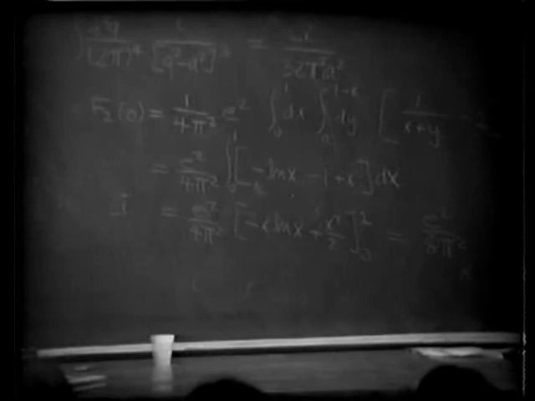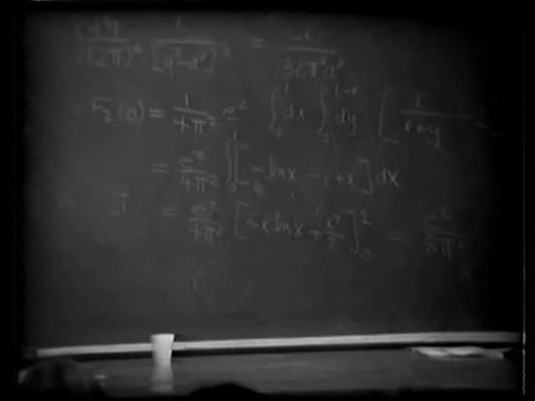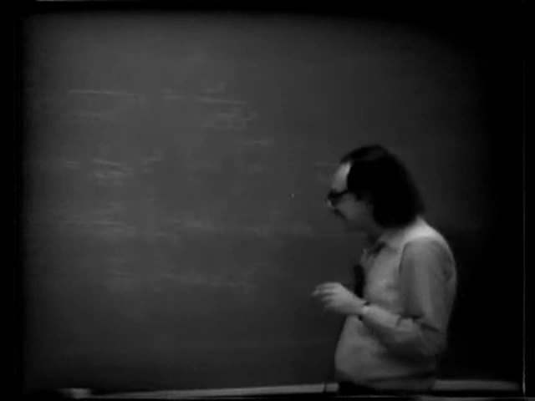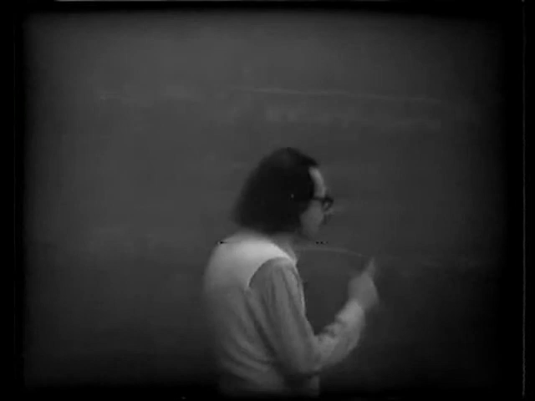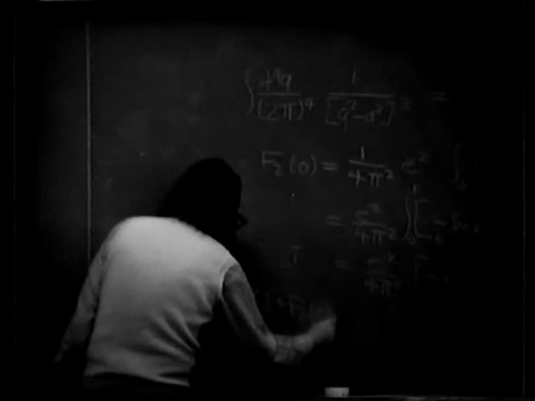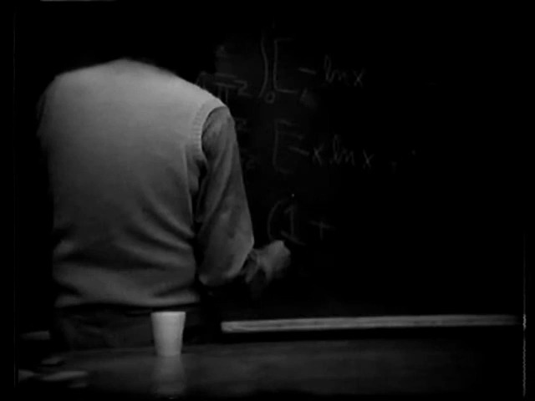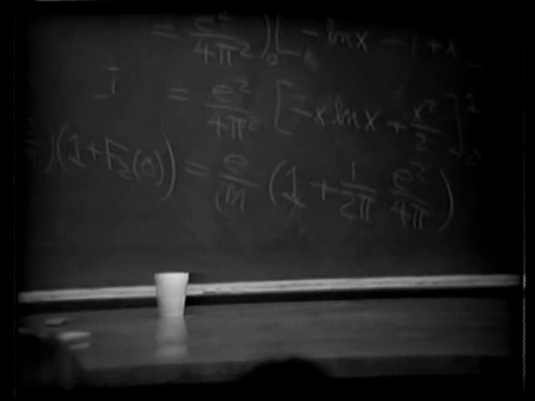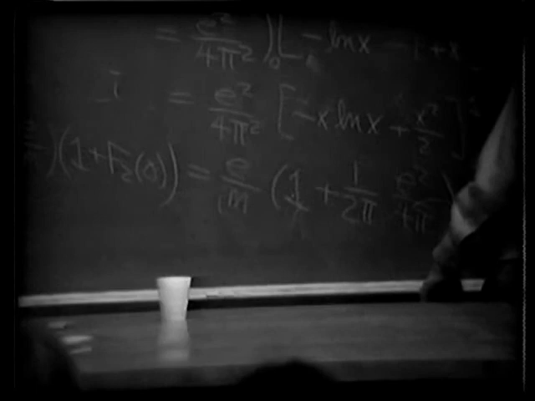Thus, the magnetic moment of the electron is given by mu equals e over m times 1 plus F2 of 0, or to the order in which we are working, e over m times 1 plus 1 over 2 pi times e squared over 4 pi. Remember, we're working in rationalized units, so it's e squared over 4 pi that appears in Coulomb's law and is what is normally called the fine structure constant. This is the thing that's approximately 1 over 137.